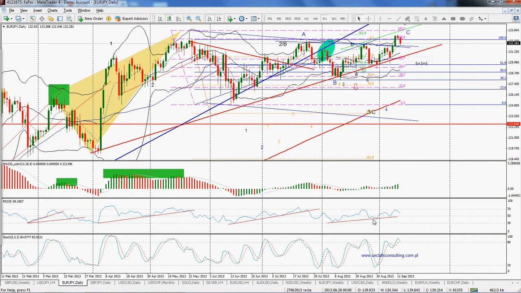Okay, so we can wait for the RSI to break down this support line. If it happens like that, there is a high chance that the market will try to break through this support line. Okay.